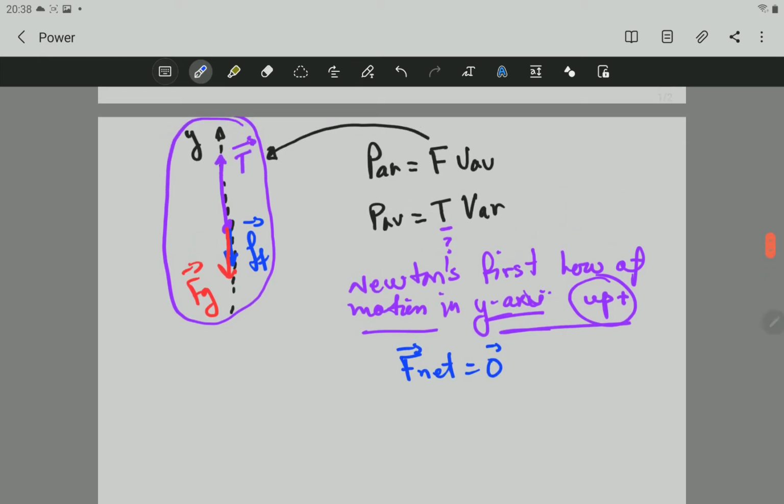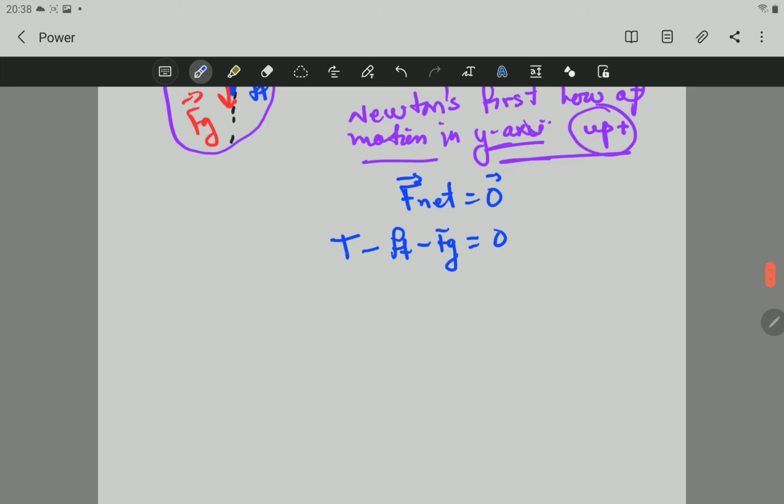What forces are there? Tension, which is the one we need, and is pointing upward, so it's going to be positive, minus frictional force, minus the gravitational force is equal to 0. Those are the forces acting on the y-axis. If we rearrange this formula, tension is going to be equal to gravitational force plus the frictional force. If we start substituting, gravitational force is the product of mass and acceleration due to gravity, plus frictional force.